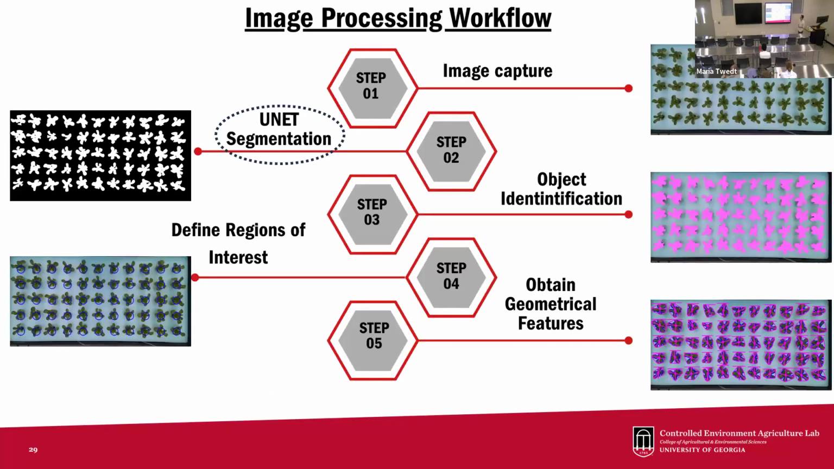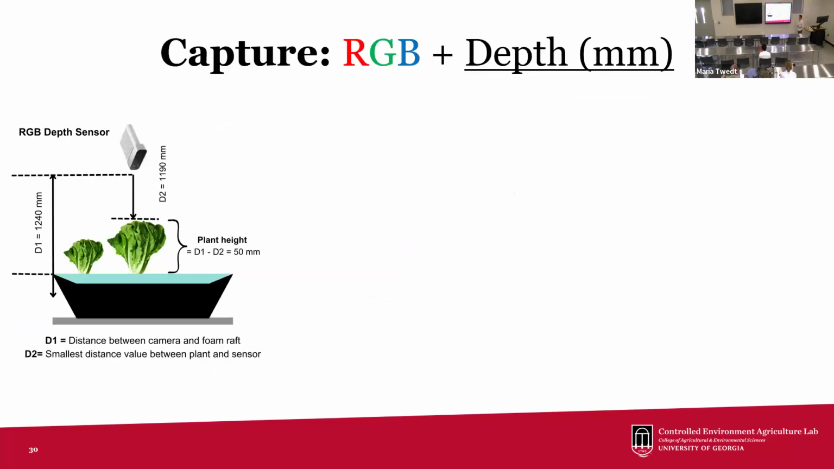Now, as I told you before, we were able to add into our image workflow the UNet segmentation to improve the quality of the information we are getting down the processing pipeline. So we are sure that we are getting, at least from the segmentation step, good quality definition of what is an object or what is a plant within our image.